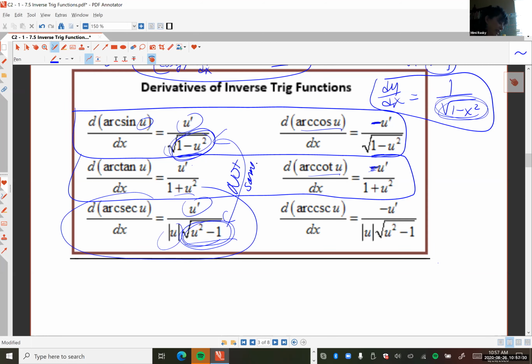A lot of students think they look exactly alike. No, the arc sine has 1 minus u squared, and in subtraction, the order matters. The arc secant has it backwards, it has u squared minus 1. So please don't mess this up. Use your formulas correctly. And then arc cosecant's derivative is the same as arc secant's. It just has a minus sign.